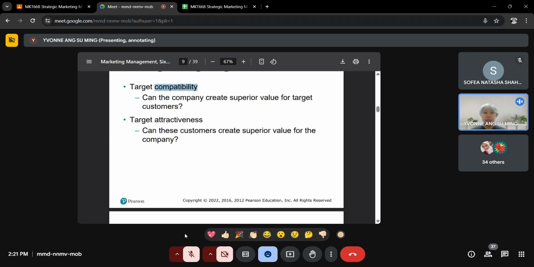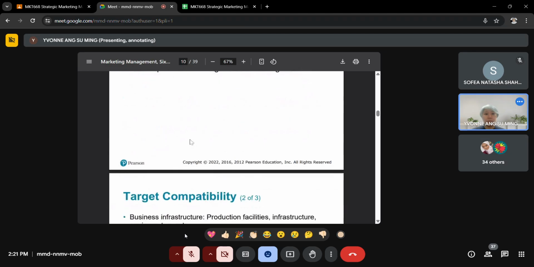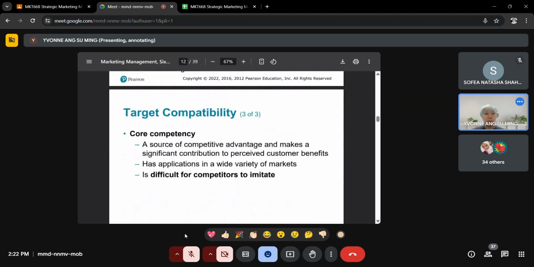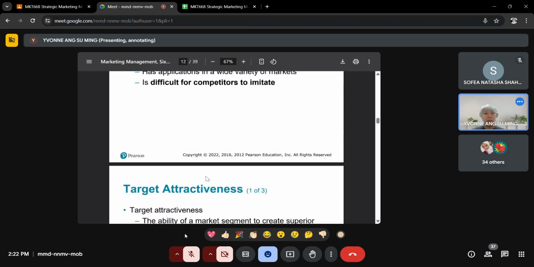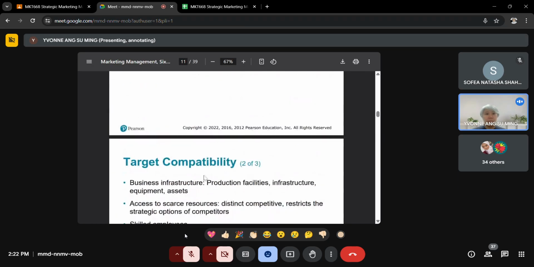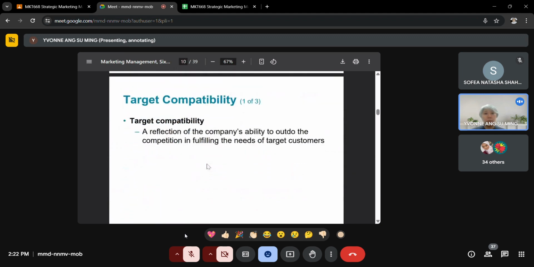Then we also have target attractiveness. So target attractiveness is that we have to look at whether these customers can actually create superior value for the company. So they want to know that these particular customers might actually be very interested to buy dia punya products. Okay, very interested to buy dia punya products. Okay, and we can break it down a little bit further dekat sini. Okay, but before we go into target attractiveness, let's look at target compatibility in deeper form.